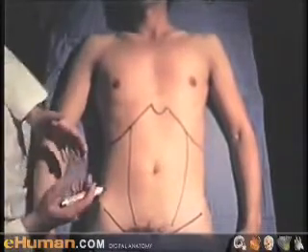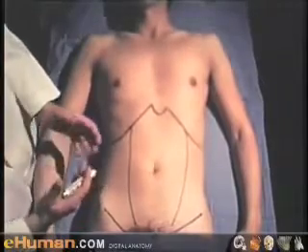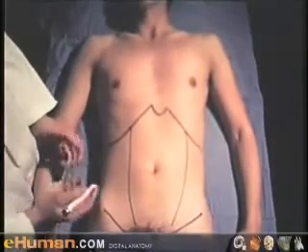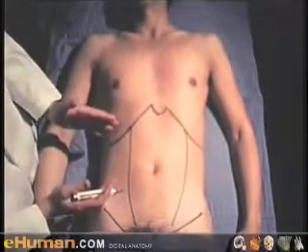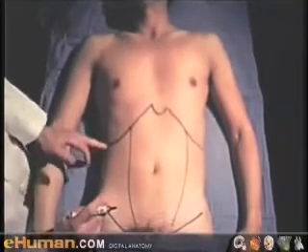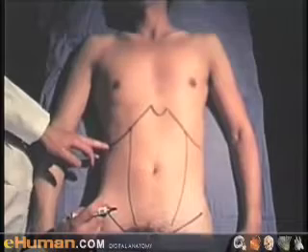Now, if we're going to localize abdominal structures and be able to communicate with our colleagues, it is essential that we divide up the abdominal cavity into zones or regions. And to conveniently do this, we use these bony landmarks that we have discussed.